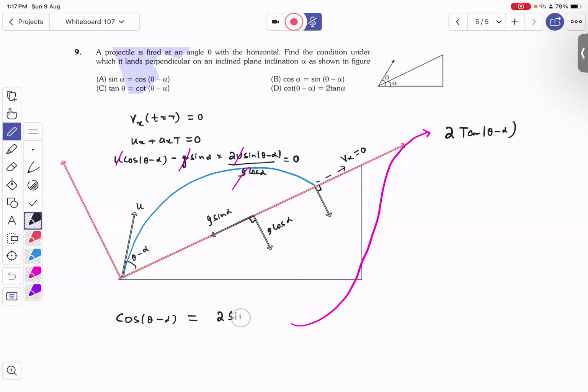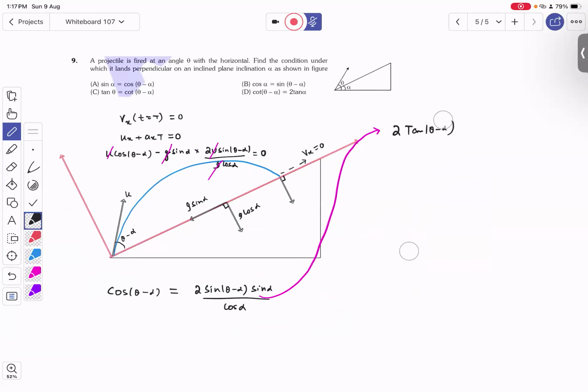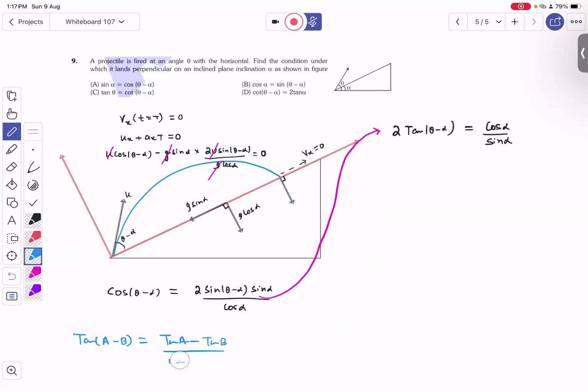2 sin(theta minus alpha), sin alpha by cos alpha. That is what it is. So 2 tan(theta minus alpha) is equal to cos alpha by sin alpha. And now I will use the formula of tan(A minus B), which is tan A minus tan B by 1 plus tan A tan B. If you don't know this formula, you will not be able to solve it.